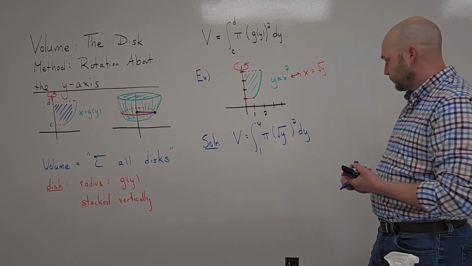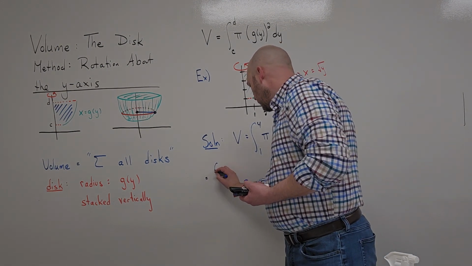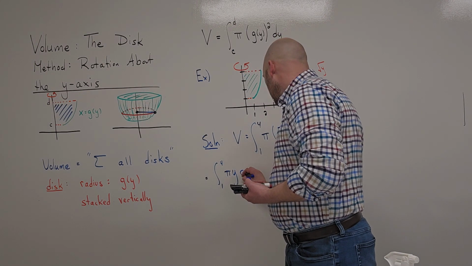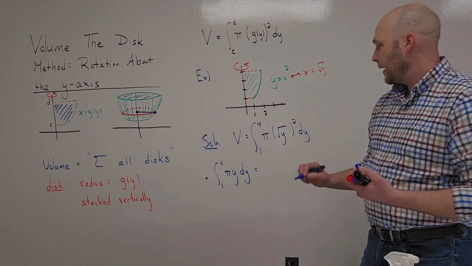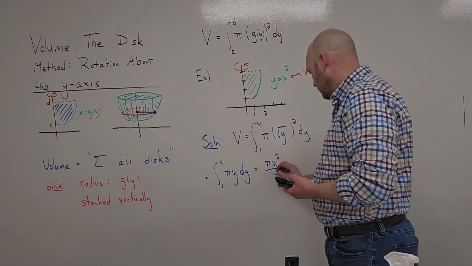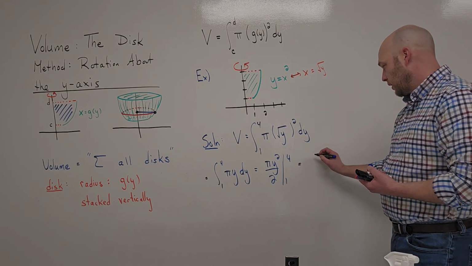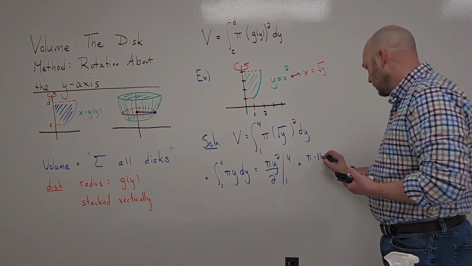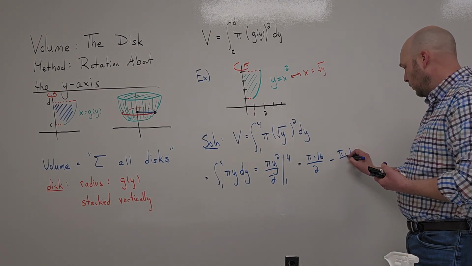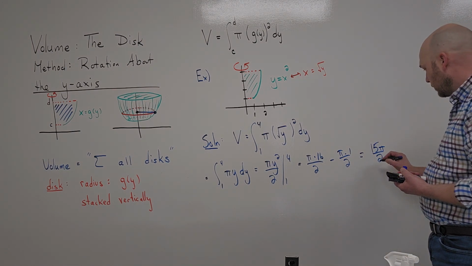All right, square the square root, we get y, so this would be the integral from 1 to 4 of pi y dy. Antiderivative of pi y would be pi y squared over 2. Evaluate from 1 to 4. So I plug 4 in there, I'm going to get pi times 16 over 2. Minus, I plug 1 in there, I'm going to get pi times 1 over 2, which gives me a total of 15 pi over 2.